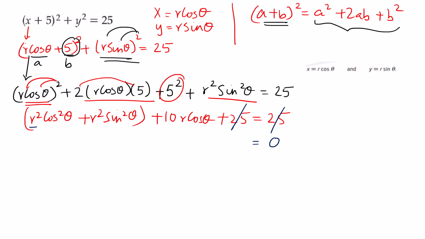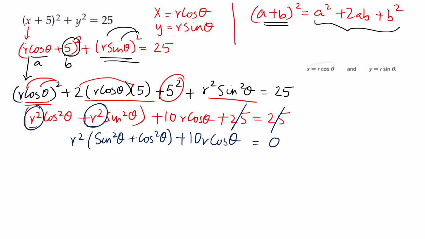And now, why did I take these two together in the same bracket? The reason was because r square I can take common. And when I do that, inside I'm left with the Pythagorean identity. So now, let's see how much you remember from previous term.